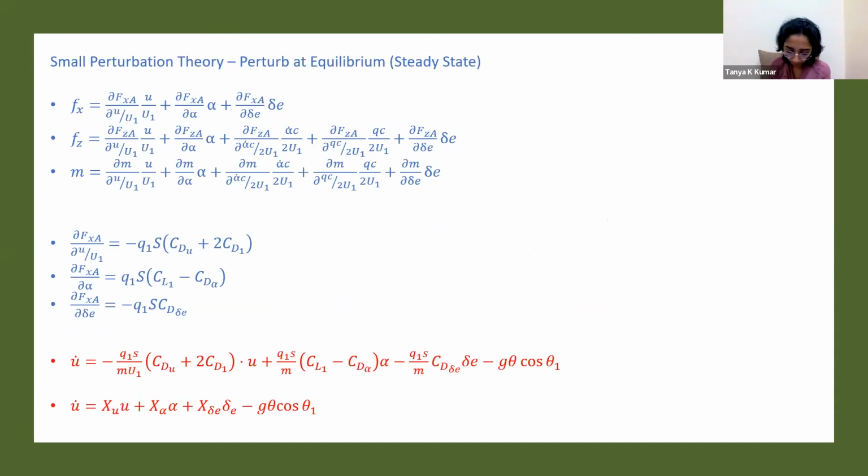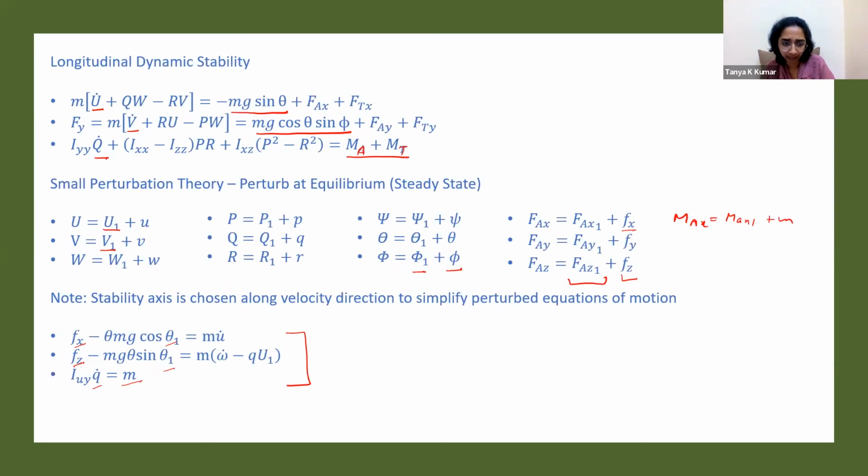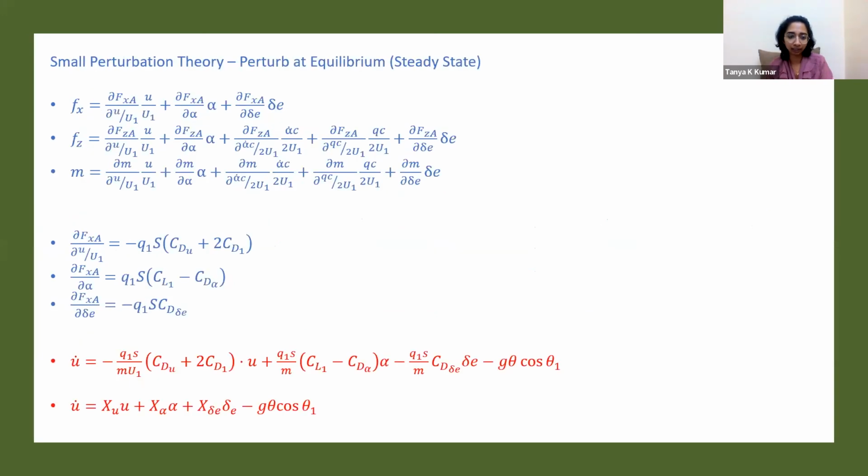Now we represent these. The previous equation had three terms: Fx, Fz, and M. Now we see what each of these terms means. So we take Fx and represent it this way.